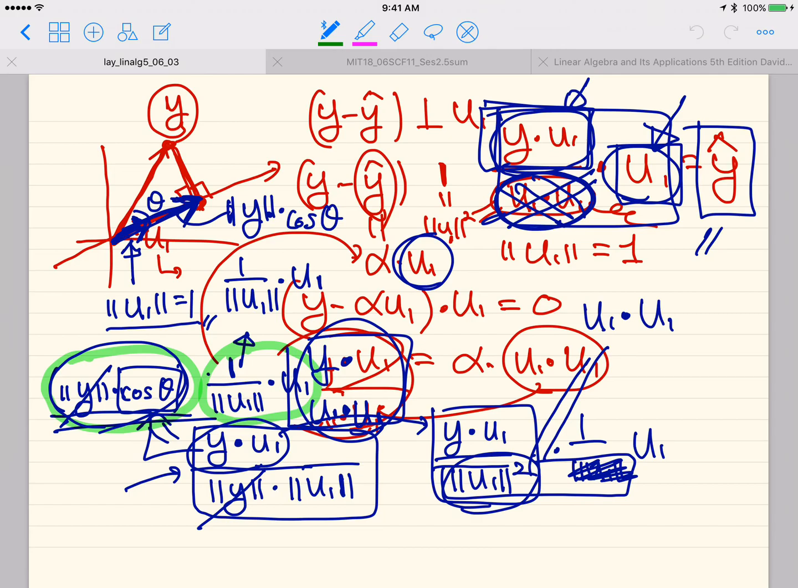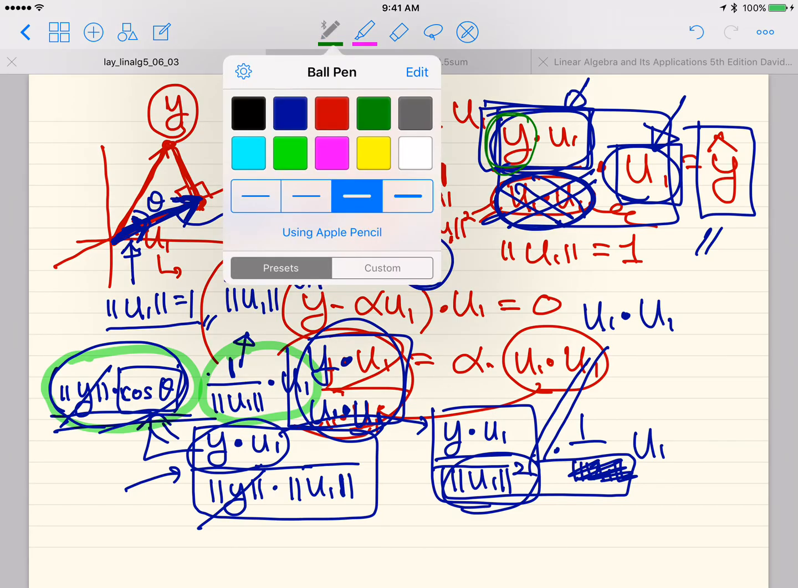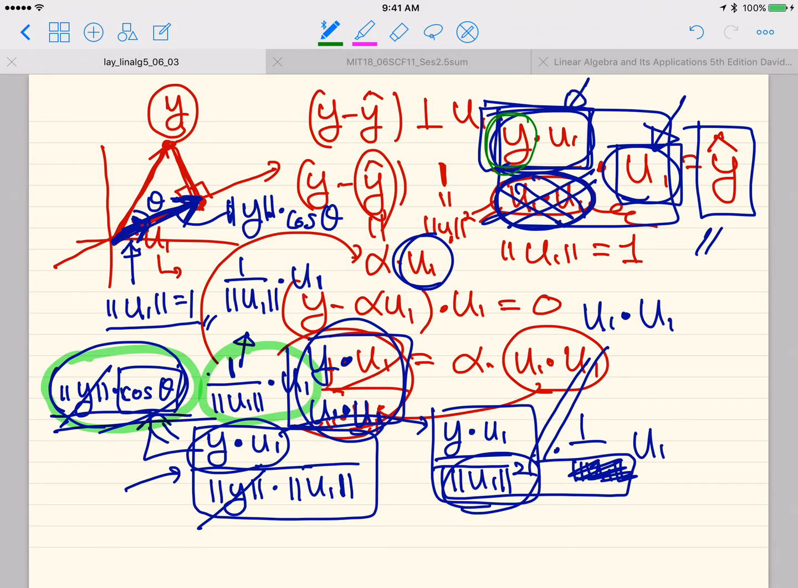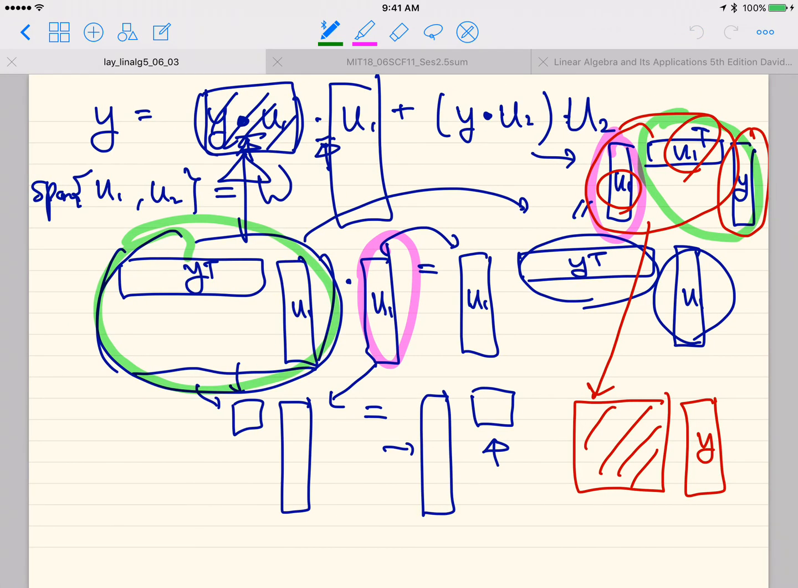So the projection of some vector y onto this orthonormal basis spanned by u, in this case, we can remove this denominator because the length of an orthonormal vector is 1. So it is simplified by this kind of formula, right?